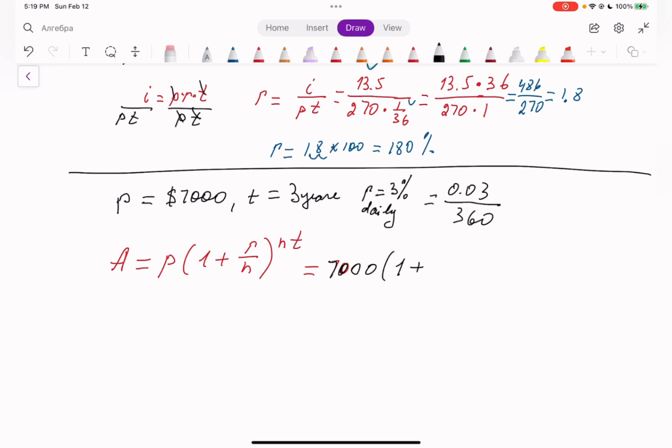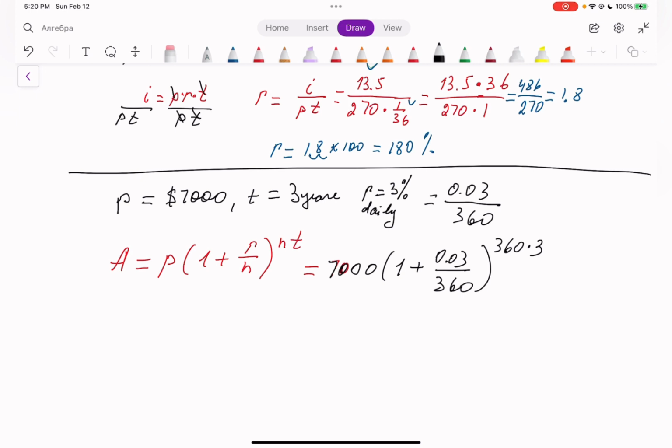This is the term that we are counting, which is going to be 0.03 divided by 360 to express it in a year. And then raised to the power N, and our N is 360 because we are doing this daily, and times T. How many years do we have? We have 3 years, right? Times 3. Since we have a daily base, we convert 3 years also into a daily base. So 360 times 3. Okay, let's solve it.